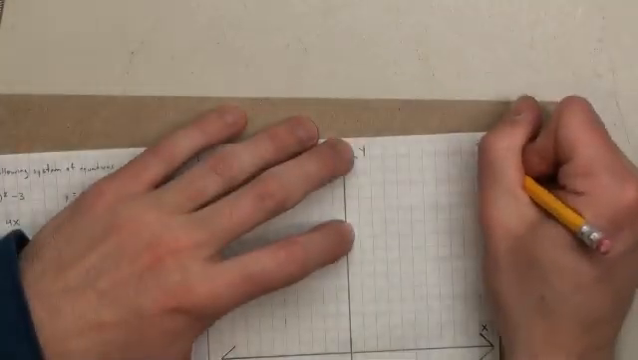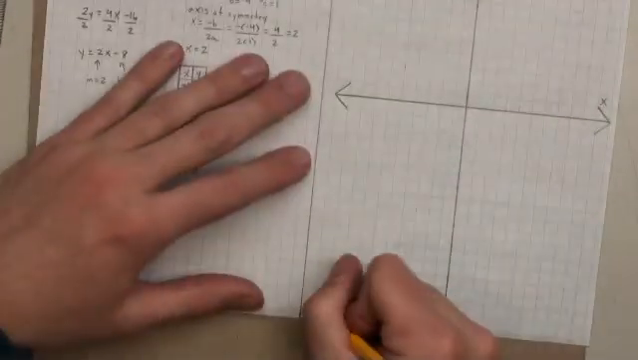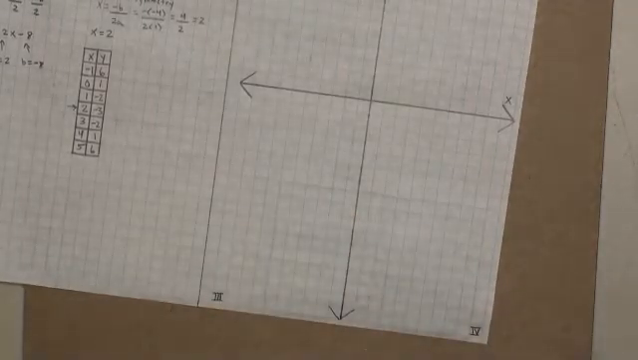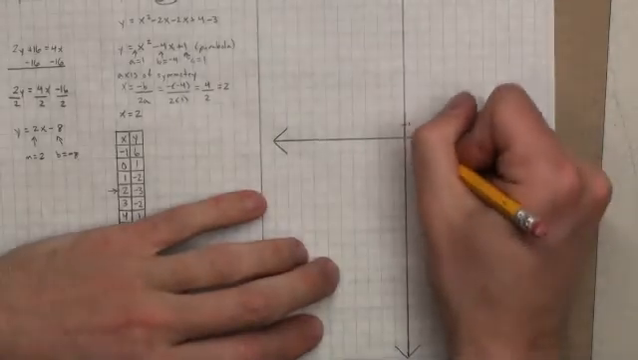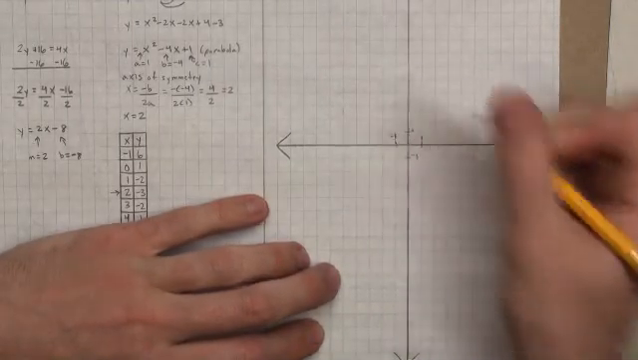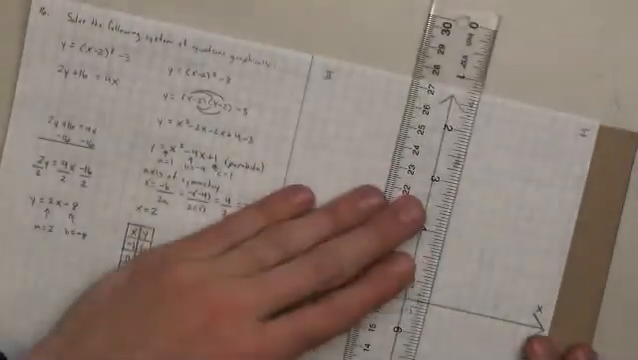X, quadrant 1, quadrant 2, quadrant 3, quadrant 4. Okay. 1, 1, negative 1, negative 1. Line of symmetry is x equals 2.